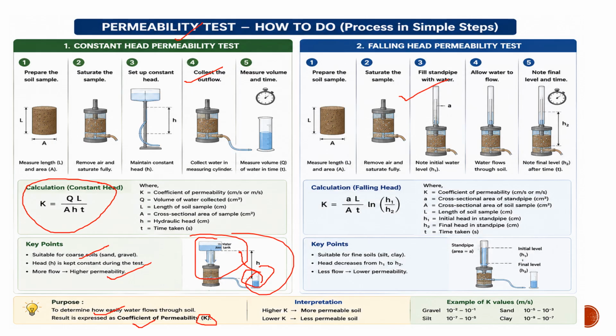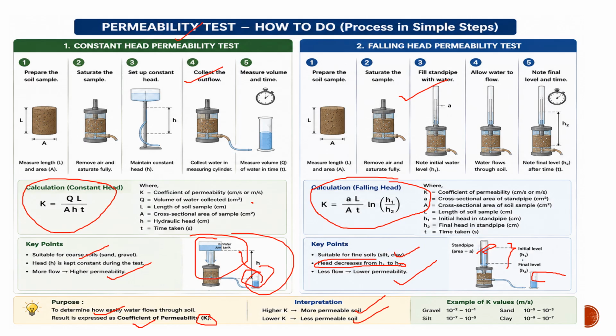If you talk about the falling head method, we take the difference between two heights, that is, the head decreases from H1 to H2. This is the initial H, this is the final level. Between the difference of the two, you calculate. This is the formula for the falling head method. This is suitable in case of fine soils or silt soils. If there is less flow, that indicates lower permeability. How do you interpret it? Higher K means more permeable, lower K means less permeable.